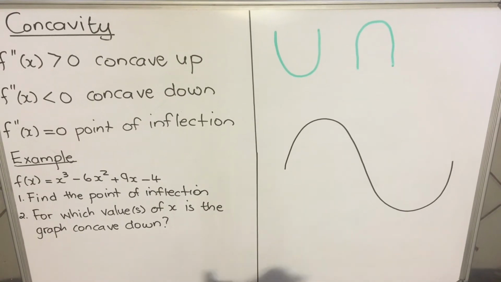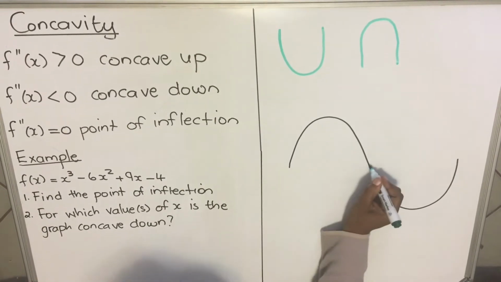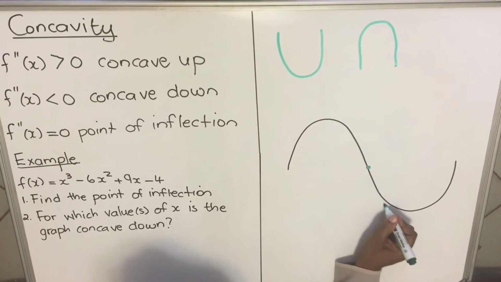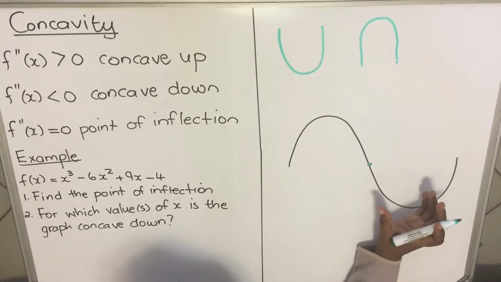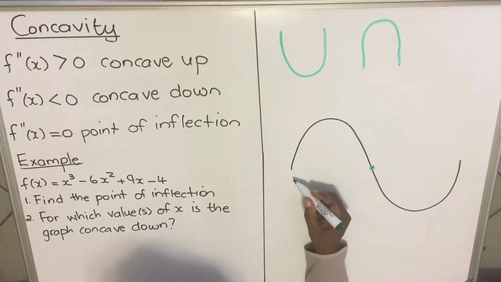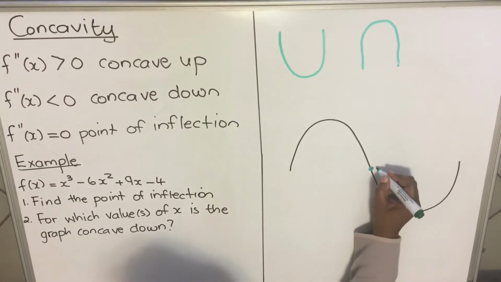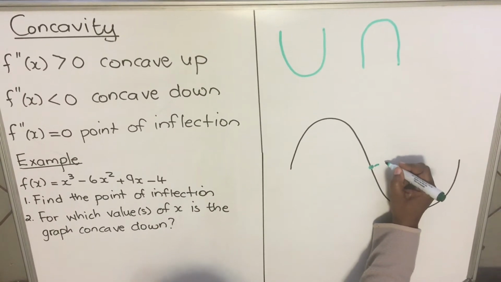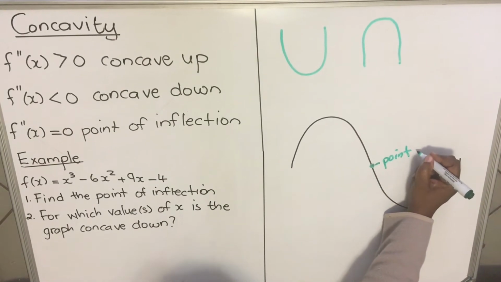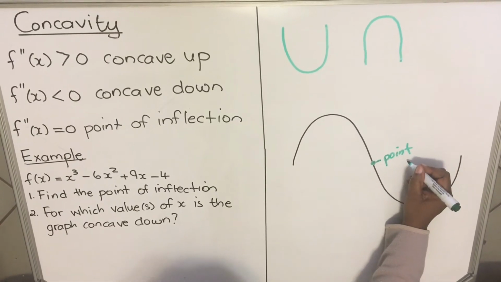Do you see, from here to there, the graph is concave down, and when you start there going that way, the graph is concave up. The point where it starts being concave down and then concave up is called the point of inflection. So I'm going to show you how you calculate the concavity, concave up, concave down, and point of inflection.